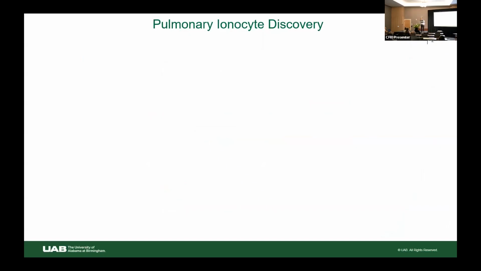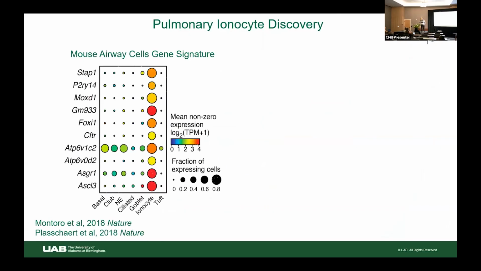Let's start with the ionocyte discovery. I'm going to introduce a little bit about the background. This is a study led by Harvard Medical School. The study is trying to create a single cell map of the airway epithelial cells to let us investigate gene expression across epithelial cell types.